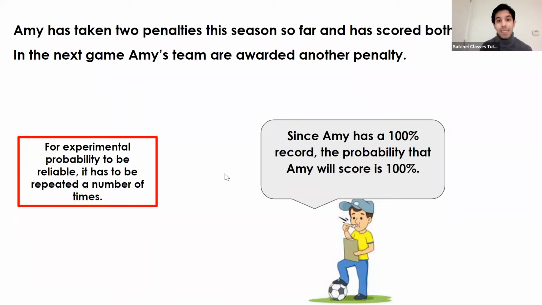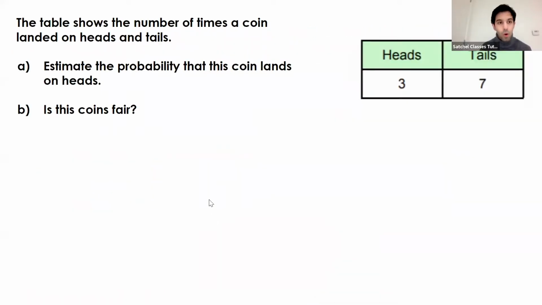Remember, experimental probability and relative frequency are the same thing. All right, so here we have a question. The question says the table shows the number of times a coin landed on heads and tails. Estimate the probability that this coin lands on heads. Because the question says estimate, we need to calculate the probability from the results that we have obtained.